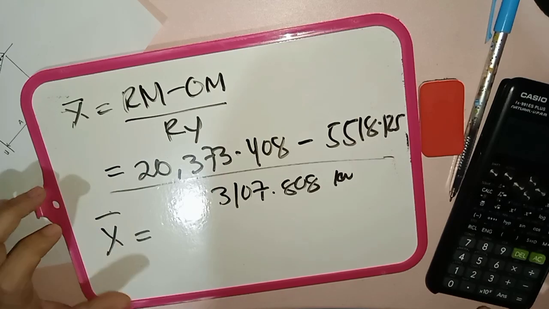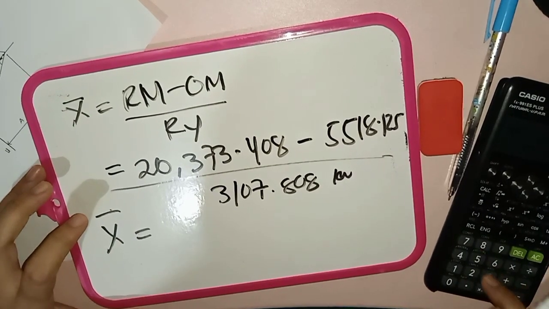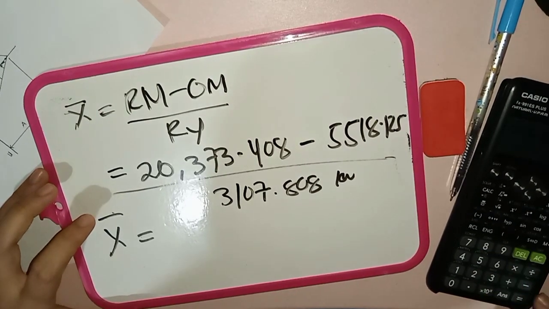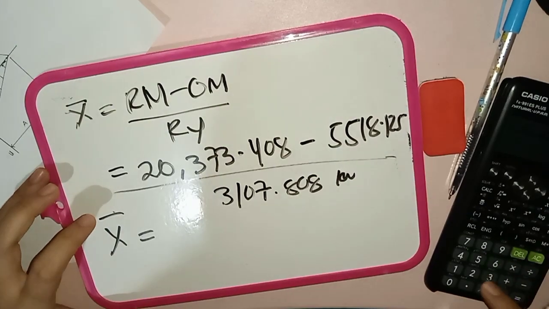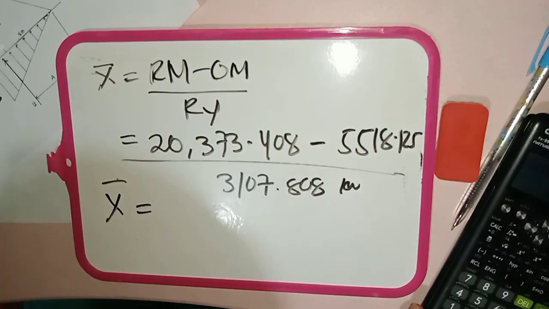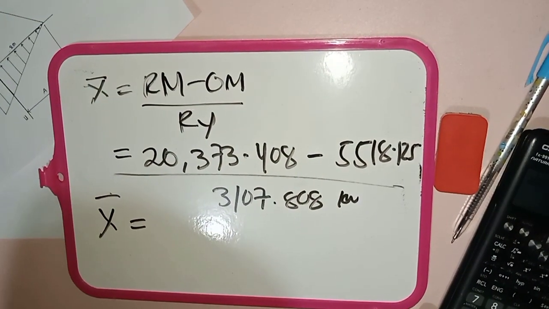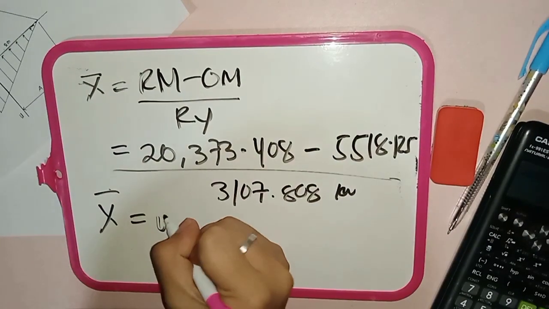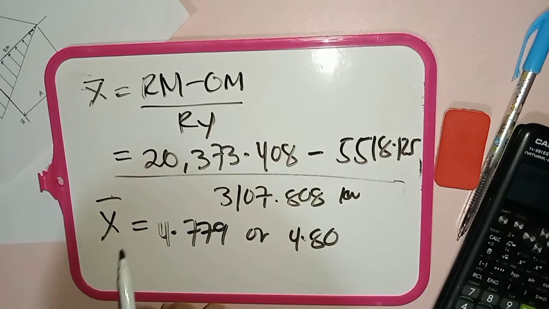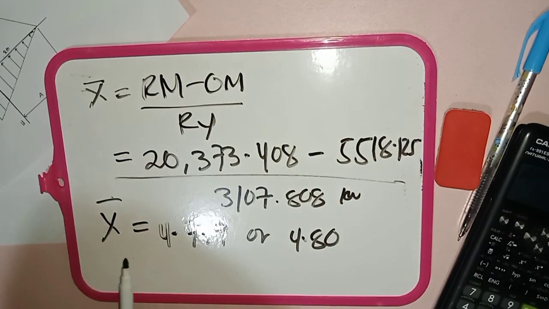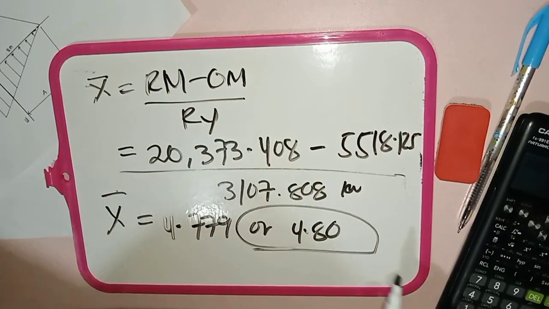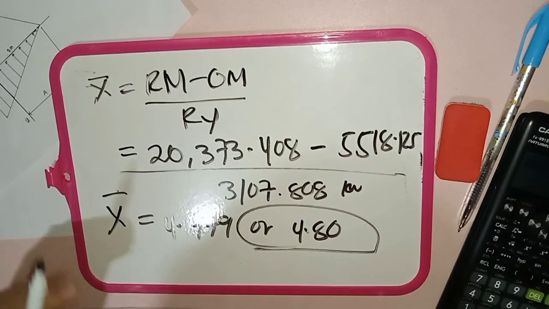So if we substitute and calculate, that will be 20,373.408 minus 5,518.125 over 3,107.808. So we have our bar x here as 4.779 or 4.80. So this is what we were looking for, the location. So here is our answer for question 1.